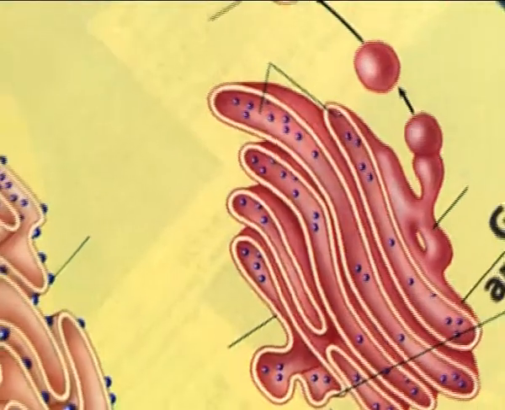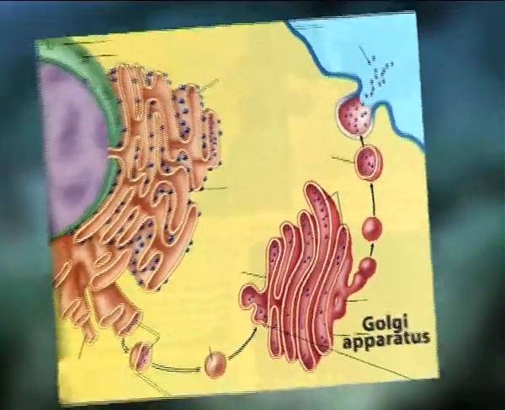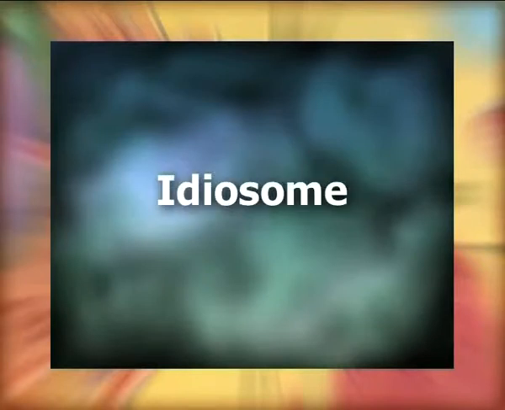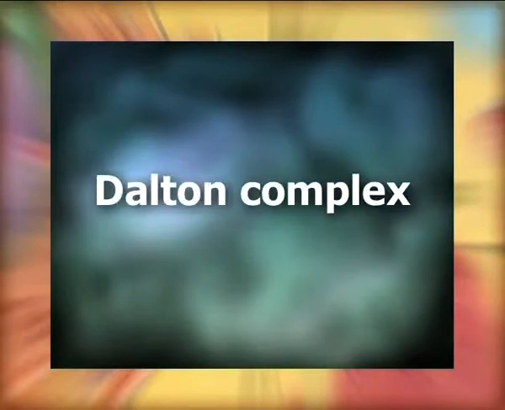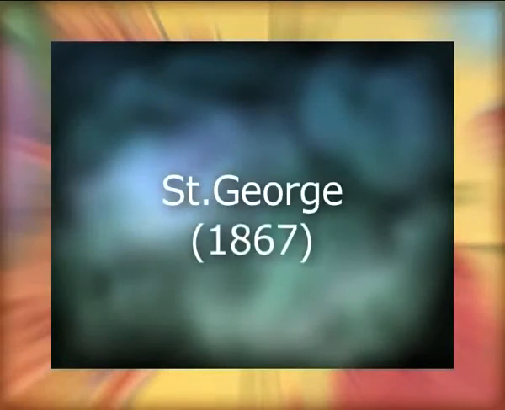Today we are here to discuss Golgi bodies. The Golgi complex, also called lipochondria or idiosome or Dalton complex or Golgi body or Golgi apparatus, was first observed by St. George in 1867.